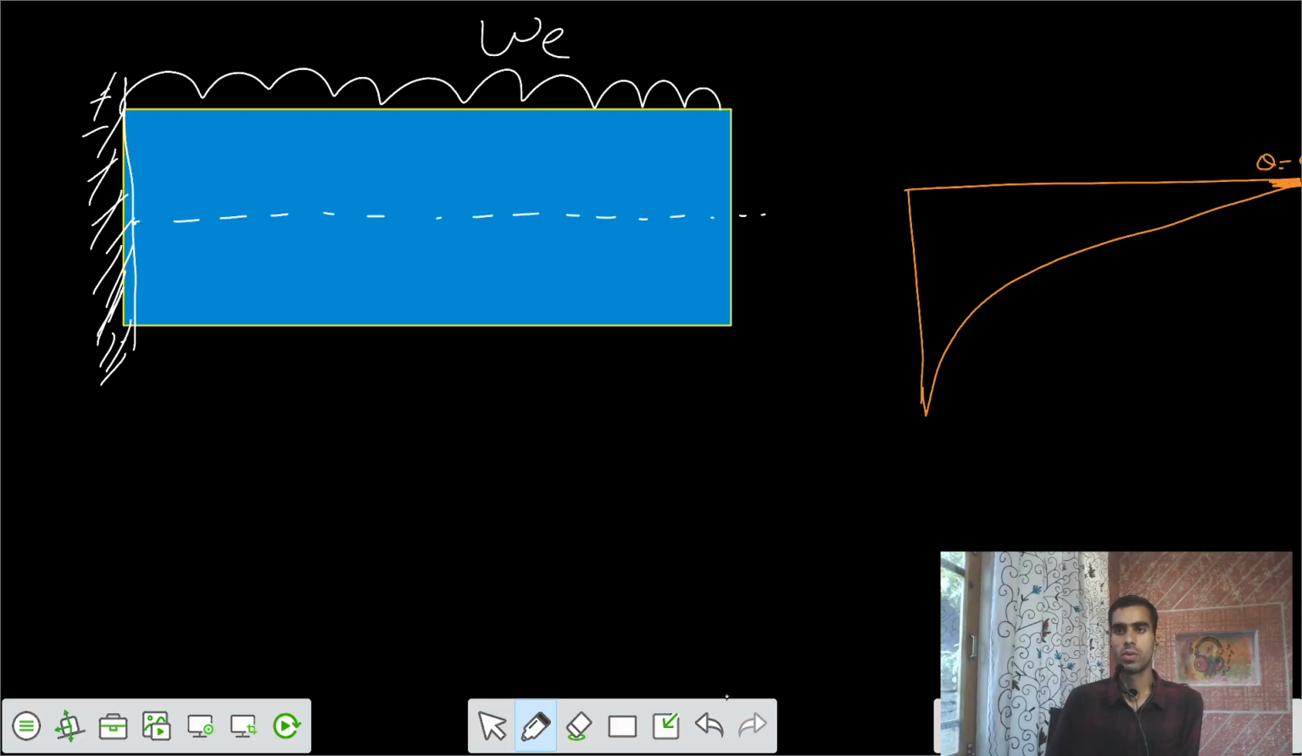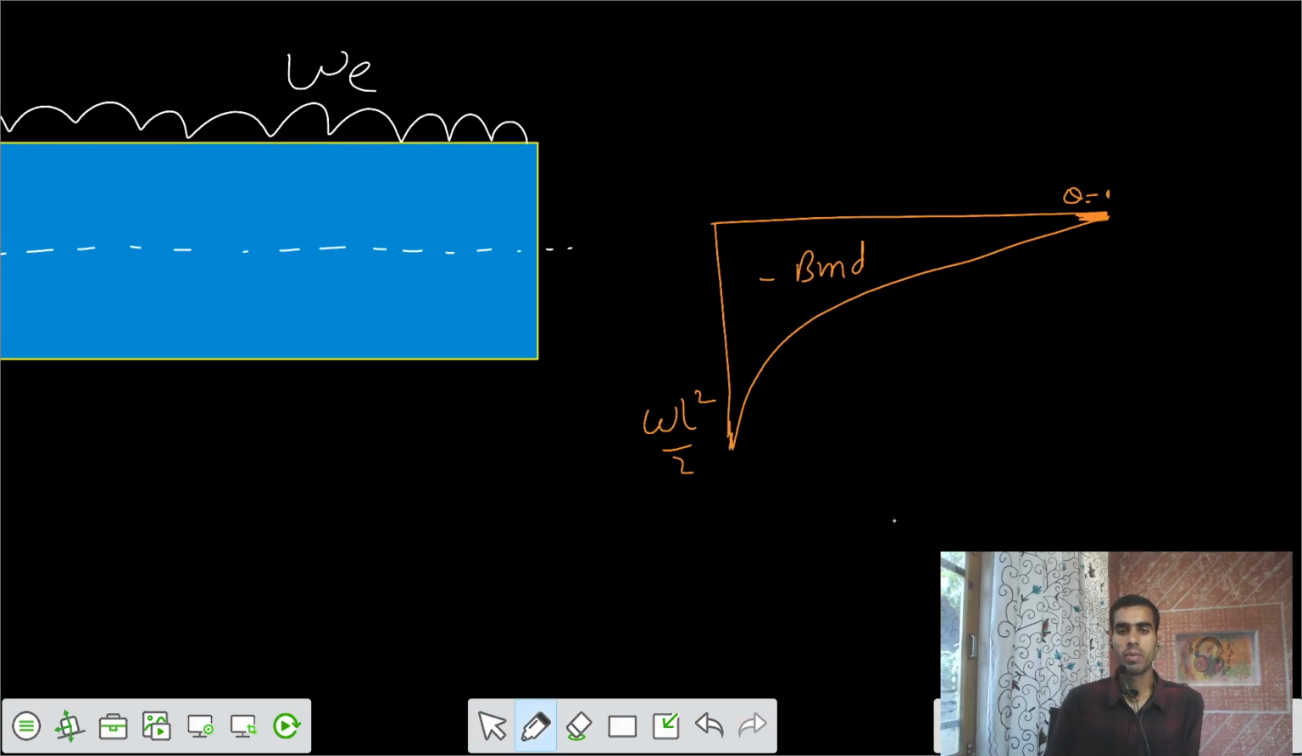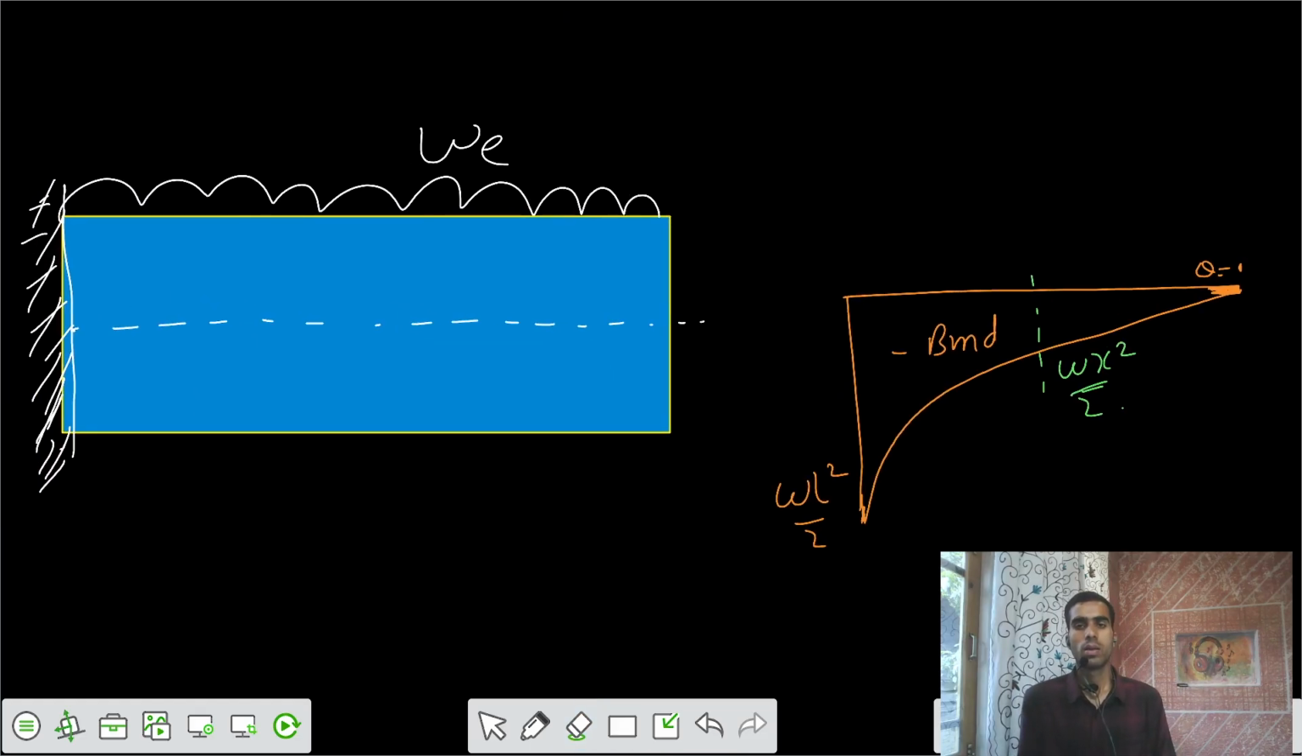Here theta is 0, here theta is not 0. So this is your BMD, and the maximum value of the BMD is WL square by 2. What is the bending moment at any section? Is that WX square by 2? Because your variation is quadratic, parabolic. If I cut any section somewhere here, the moment here is WX square by 2. So this is the BMD.